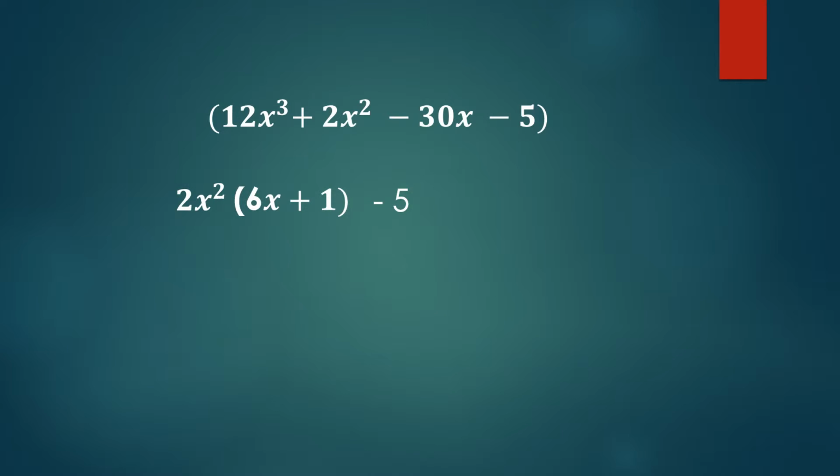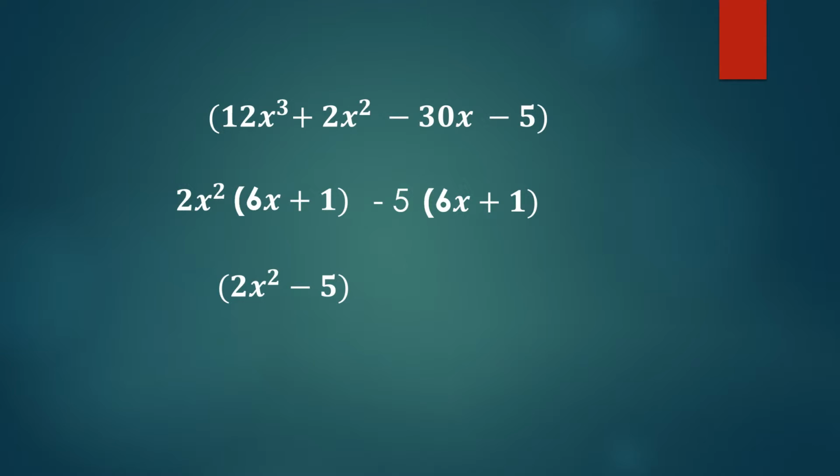Negative 30x divided by negative 5 gives you 6x, and negative 5 divided by negative 5 is 1. So again, you know you're on the right track because you have the common binomial in brackets for both cases, 6x plus 1 and 6x plus 1. So that's one of your factors, and your other binomial factor is 2x squared minus 5.